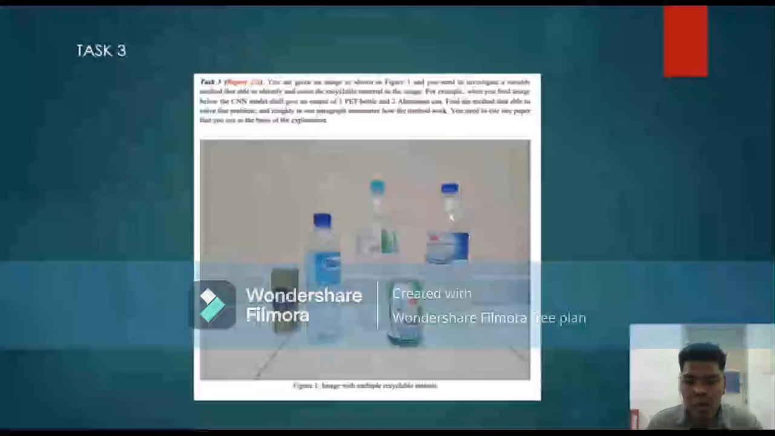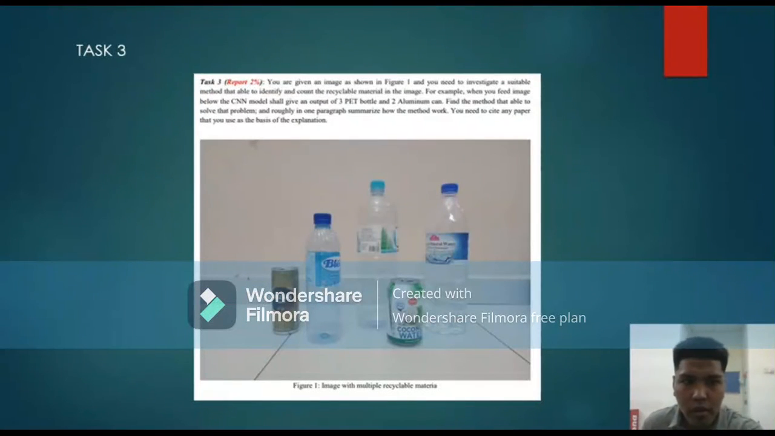That's all for task 2. Okay, this is task 3: find the method that is able to solve the problem and write in one paragraph a summary of how the method works.